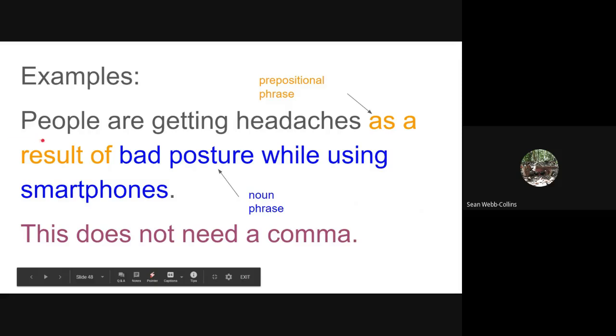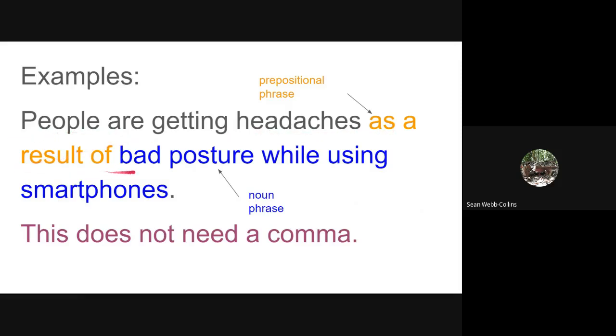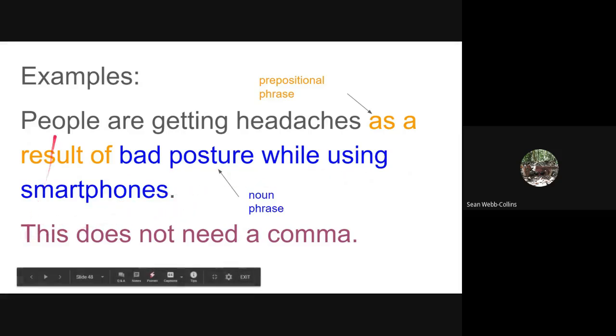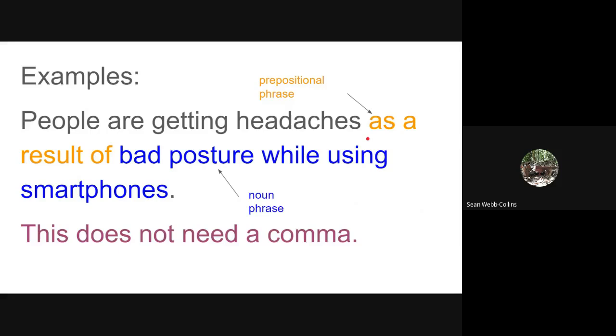For another example, people are getting headaches as a result of bad posture while using smartphones. People are getting headaches is the main clause, and the prepositional phrase is as a result of the noun phrase bad posture while using smartphones. So this sentence does not need a subordinator because we have the main or full complete clause at the start of the sentence.